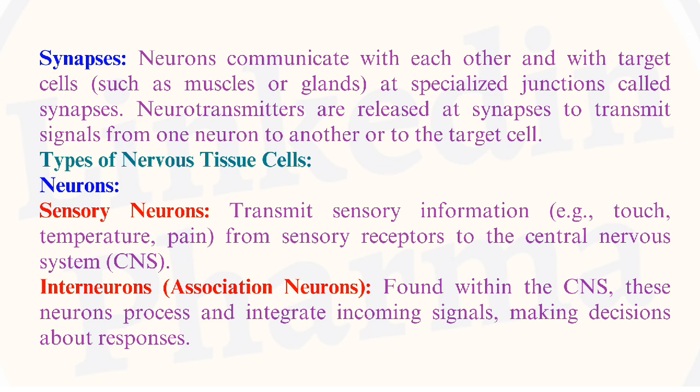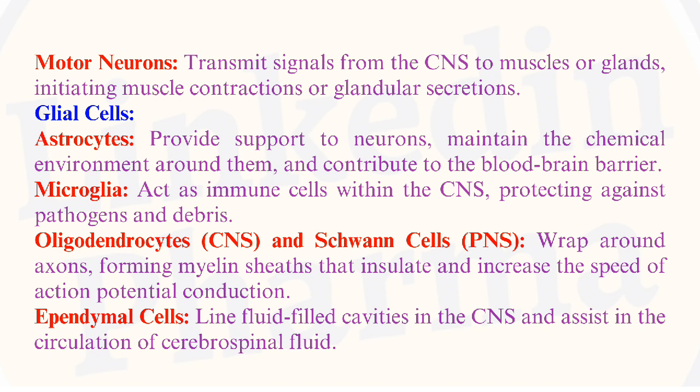1. Neurons. Sensory neurons transmit sensory information, e.g., touch, temperature, pain, from sensory receptors to the central nervous system, CNS. Interneurons, association neurons, found within the CNS, these neurons process and integrate incoming signals, making decisions about responses. Motor neurons transmit signals from the CNS to muscles or glands, initiating muscle contractions or glandular secretions.